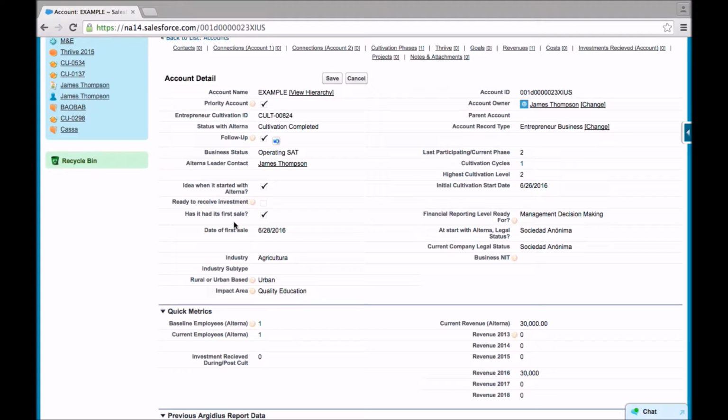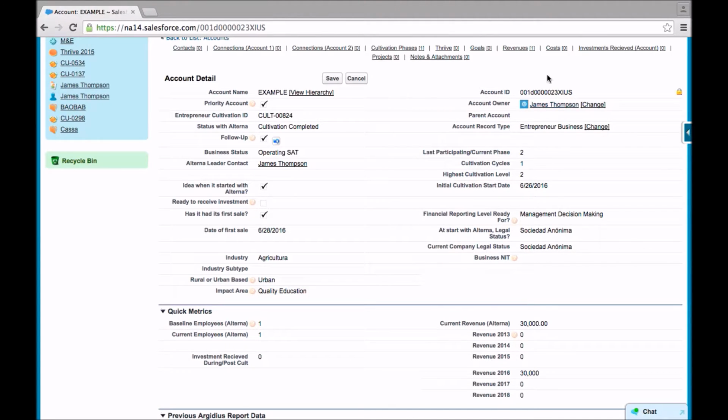Ready to receive investment or had for sale, and data for sale, are self-explanatory. The industry: you have a myriad of industries to choose from. This is if they're predominantly based in an urban or rural location. Impact area: you have a myriad of options as well, and it's just a way for us to say, okay, they're trying to impact, for example in this case, education. But they could be trying to impact many different things. This is just a way for us to categorize that and get it at a glance.